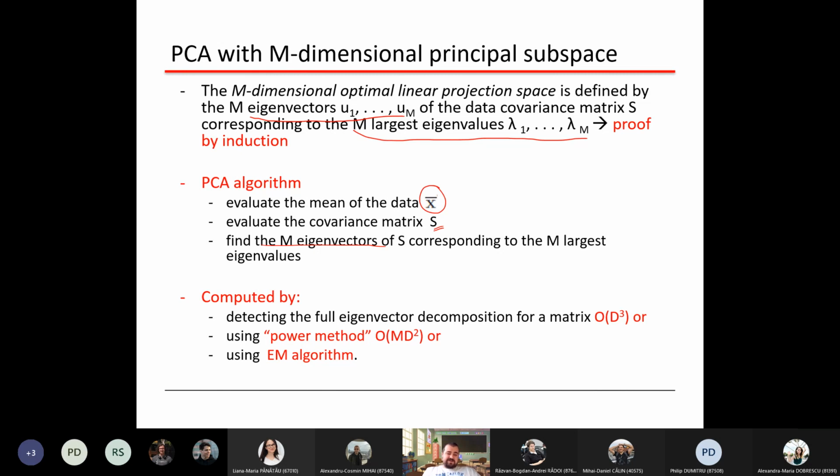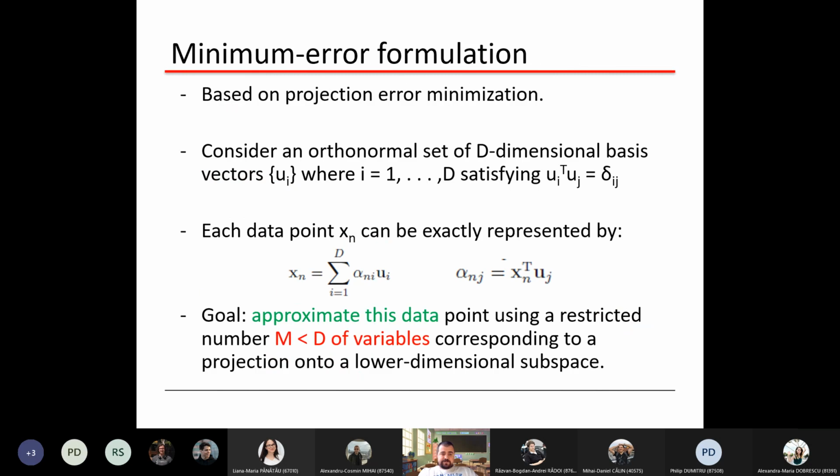Okay, so you can do it in 3 ways: by full eigenvector decomposition for a matrix, which has the complexity O of d to the third. You can do it using what's called the power method, and it will have the complexity m multiplied by d squared, where m is the dimension of the principal subspace. Or you can derive it using the EM algorithm, and I'll show you towards the end of this lecture how to derive it.